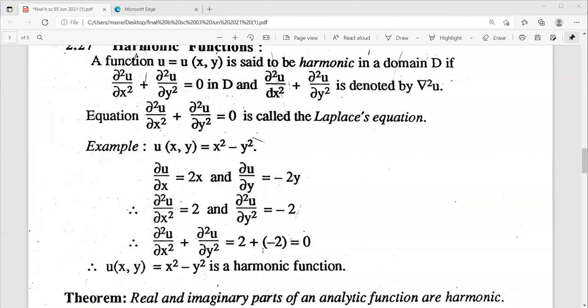And similarly, u equals x. That is also harmonic.